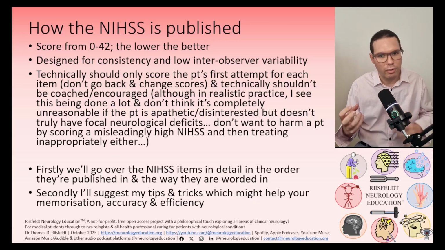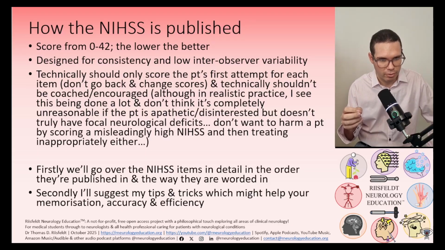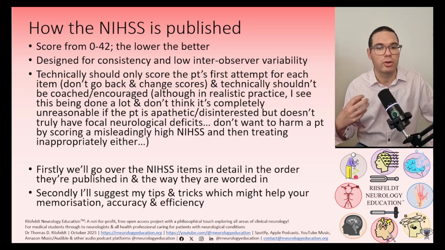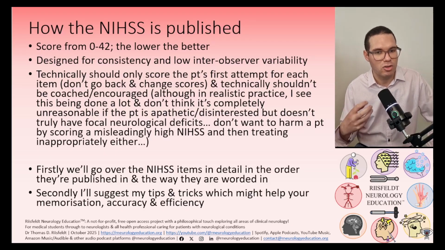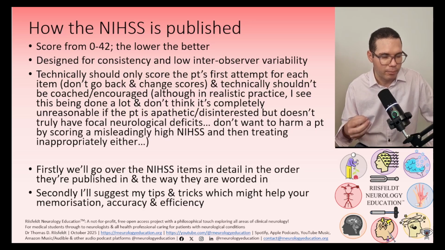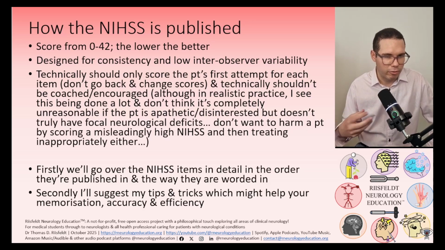Technically, you're only supposed to test each component of the score once, and you score the patient's first attempt. So what that means is you're not supposed to go back and retest items and then change scores. And that's quite an important thing to recognize. And also it's slow. If you're going back and changing scores and retesting things, then that's just slowing you down.